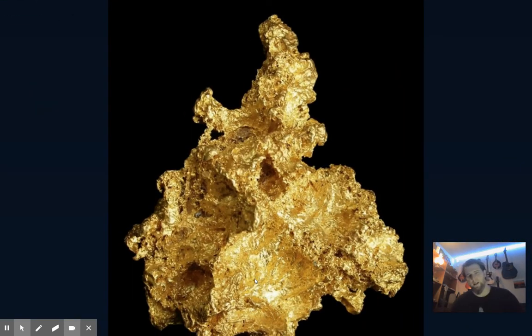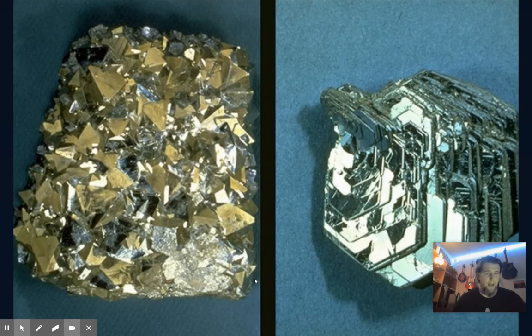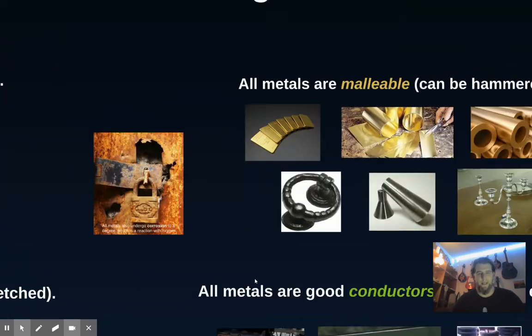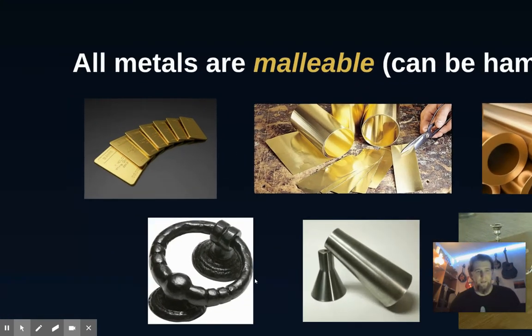So without physically handling this, I would say that's a copper piece or a gold piece. You have what's called chalcopyrite, and you have bismuth. And these are all made up of various elements. And so they said they're all malleable. They can be hammered out flat.